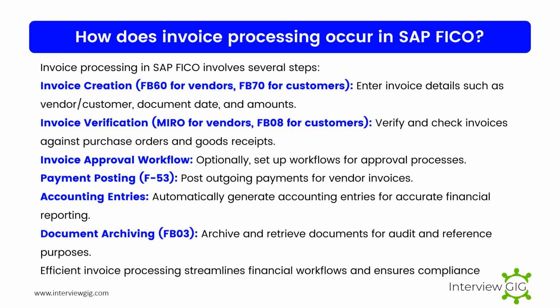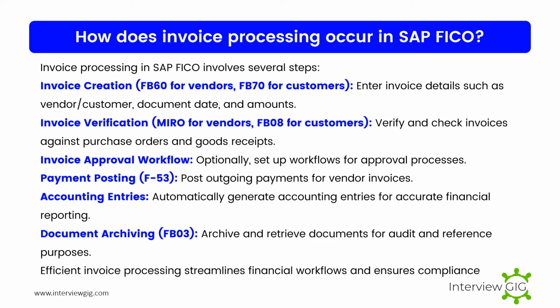How does invoice processing occur in SAP FICO? Invoice processing in SAP FICO involves several steps. Invoice creation: FB60 for vendors, FB70 for customers. Enter invoice details such as vendor or customer, document date, and amounts. Invoice verification: MIRO for vendors, FB08 for customers. Verify and check invoices against purchase orders and goods receipts. Invoice approval workflow: optionally, set up workflows for approval processes.